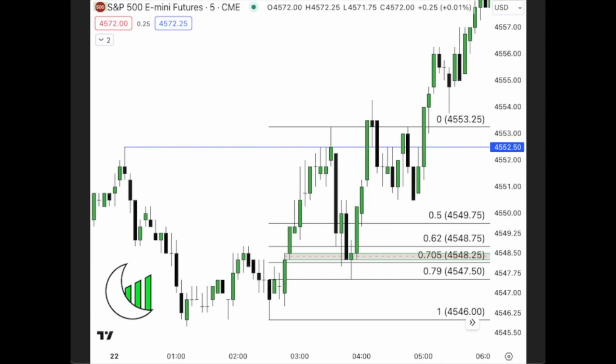here is the answer. The answer is long. Why would the answer be long in this situation? Well, we have a bullish market structure shift taking out this high right here. We then have a retracement down into discount. Here's your discount retracement, and specifically a bullish imbalance in discount, which is right here.